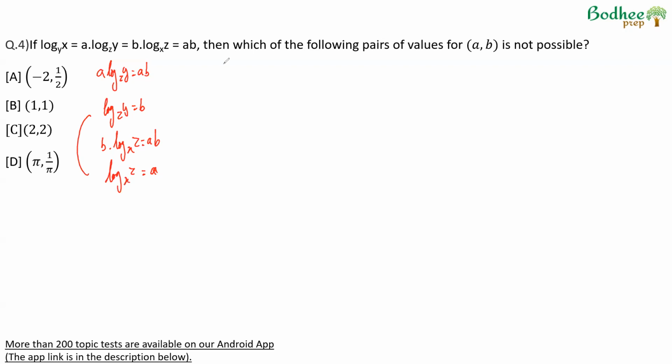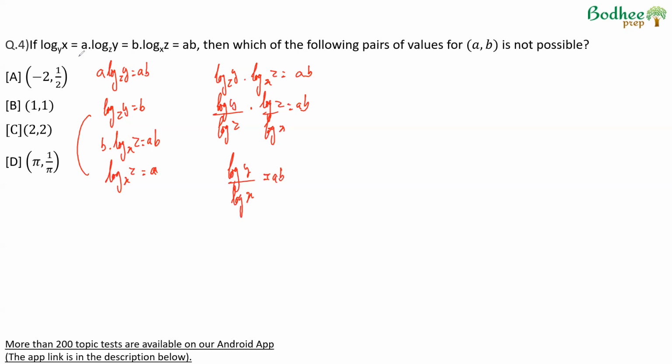Now, if we multiply these two, we can say log of y to the base z into log of z to the base x is equal to a into b, which means log of y upon log of z into log of z upon log of x is equal to ab, which gives us log of y upon log of x, log z cancels, is equal to ab. We also know that from the initial equation, log of x to the base y is equal to ab, which can be written as log of x upon log of y. Wherever the base is not there, we can take the base as 10, equal to ab.